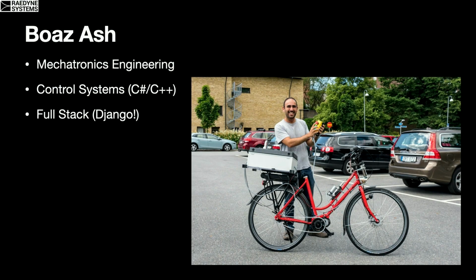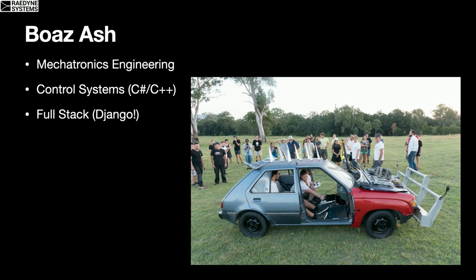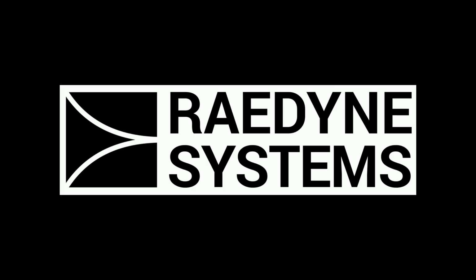So first I should introduce myself. I'm Boaz. I studied mechatronics engineering here in Melbourne. Then I worked in control systems for a while. Here's a self-driving bicycle that I built. That was actually done with Python. That's a talk for another time. But that was test equipment for autonomous vehicles, which I also spent some time building. Here's one of them. Now I do full stack software engineering, specifically Django, and I do it at Radine Systems.